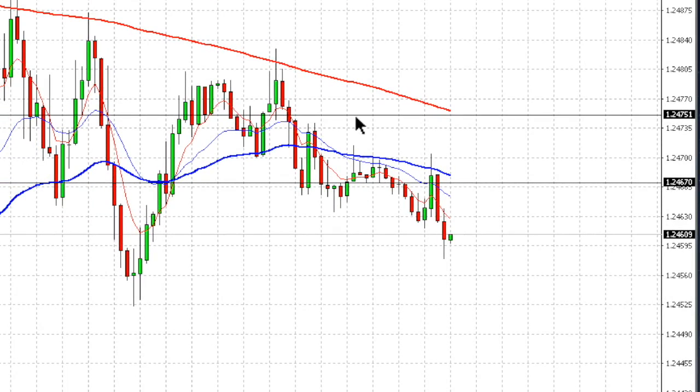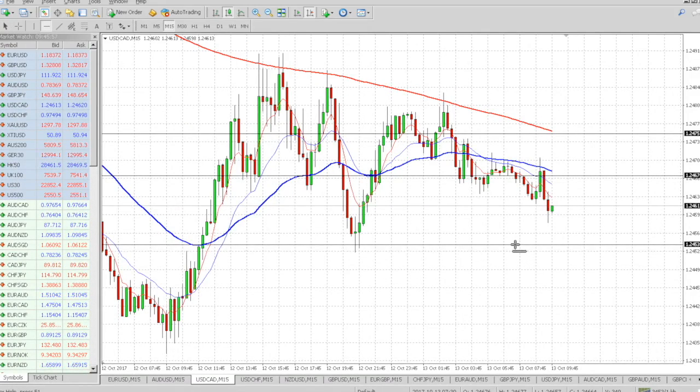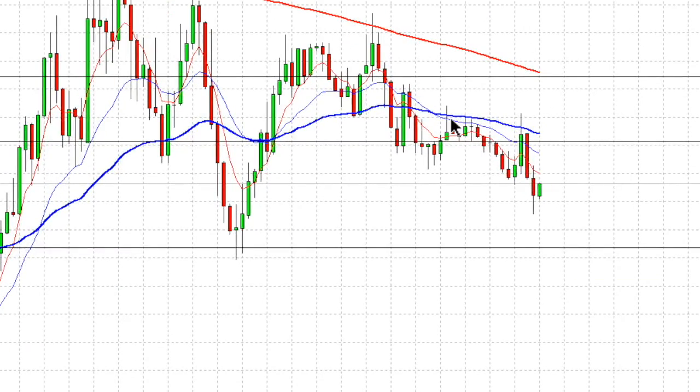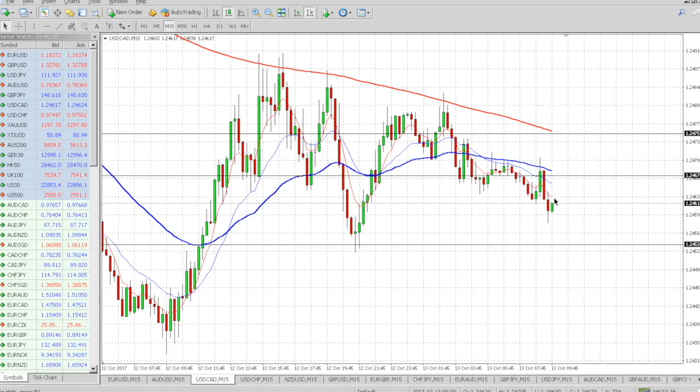My stop loss is here, and my profit target is somewhere there. Right now the trade's working out. It's moving towards my profit target. Hopefully I can hit my profit target in a few candles. It's still kind of ding-donging, but currently it's a profitable trade.